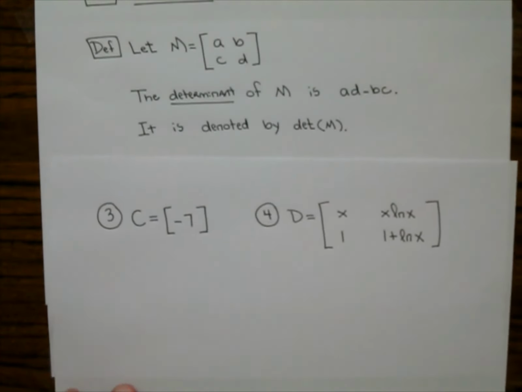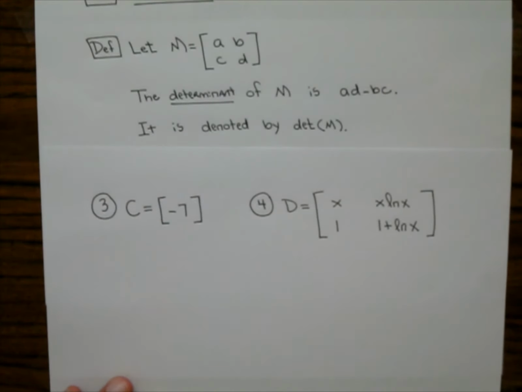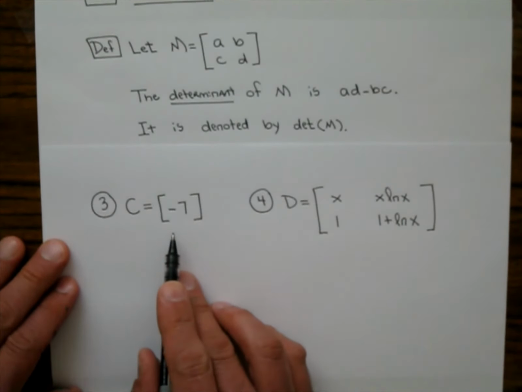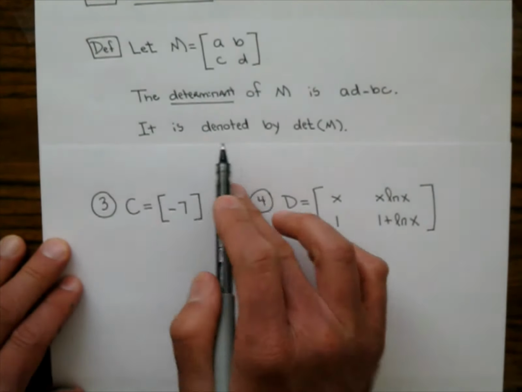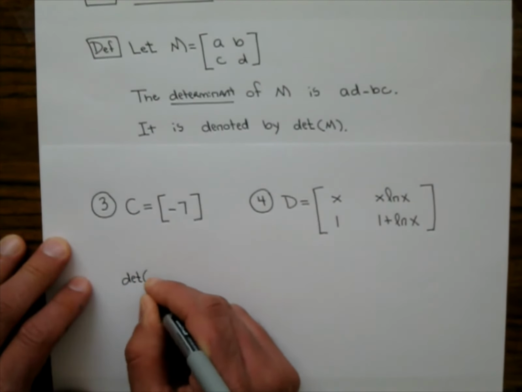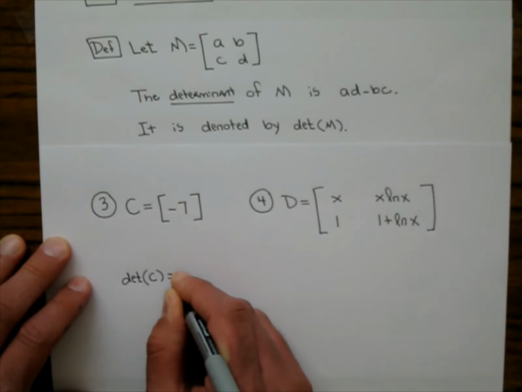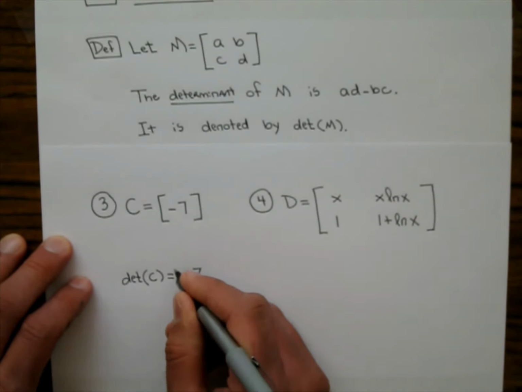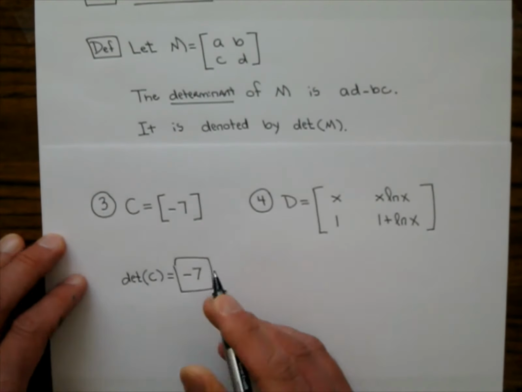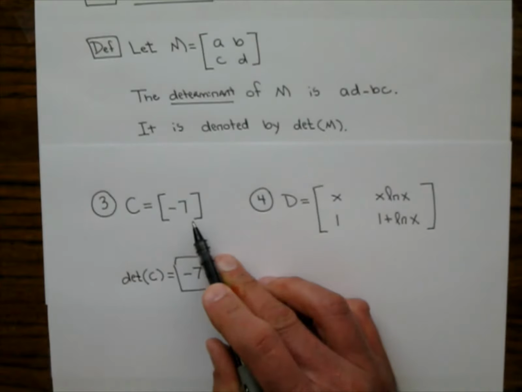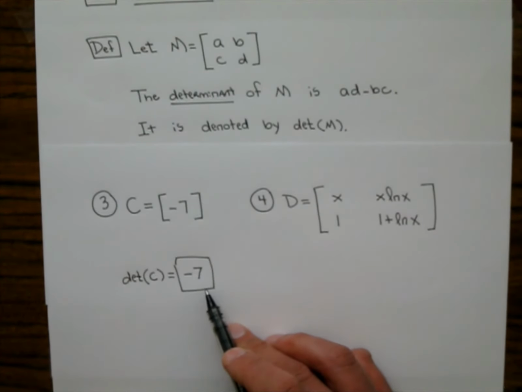Let's go ahead and do the next problem. The determinant of a 1 by 1 matrix. Now we don't have it defined there, but I'm going to just tell you what it is. The determinant of a 1 by 1 matrix is just the entry in the matrix. So this is negative 7. So we're not going to really be getting a lot of those in the homework. So 1 by 1 matrix, the determinant is just the entry.